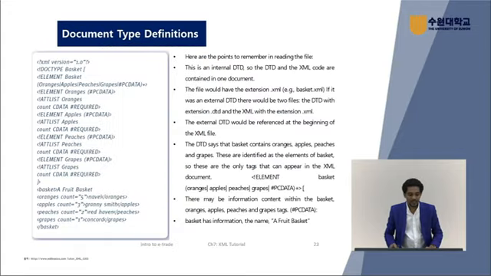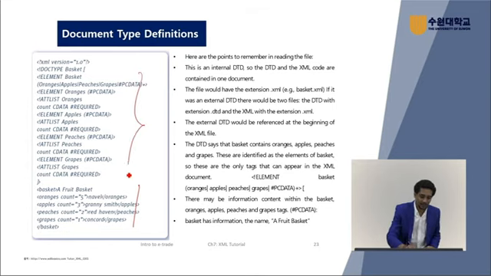Okay, so here is an example. In this example, here are the pointers to remember when reading this file. This is an internal DTD file. So the DTD and XML code are contained in one document. So this is our XML document, and this is our document type definition, right?